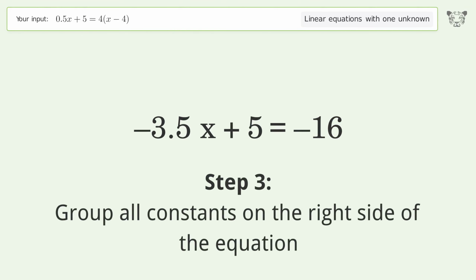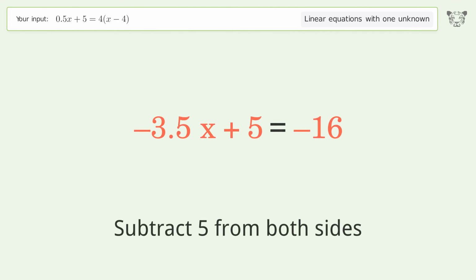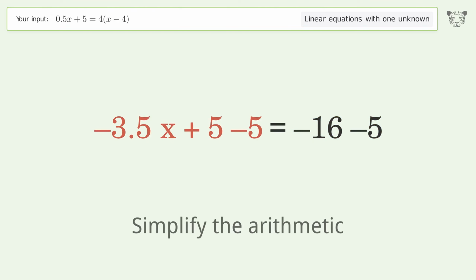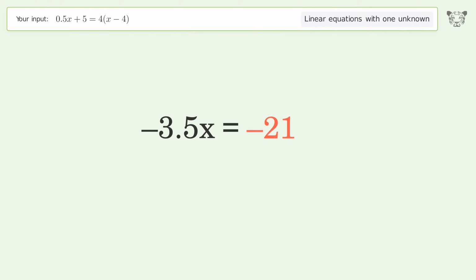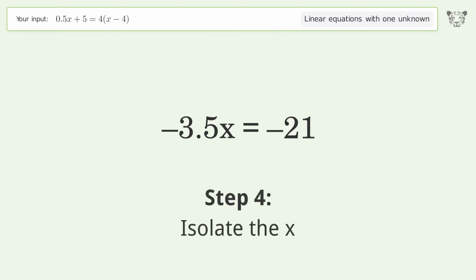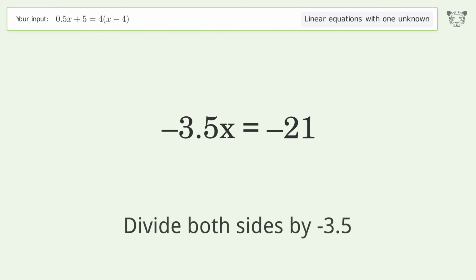Group all constants on the right side of the equation. Subtract 5 from both sides. Simplify the arithmetic. Isolate the x. Divide both sides by negative 3.5.